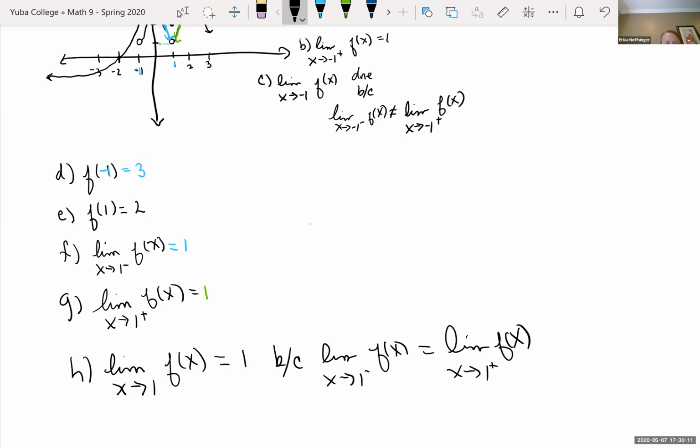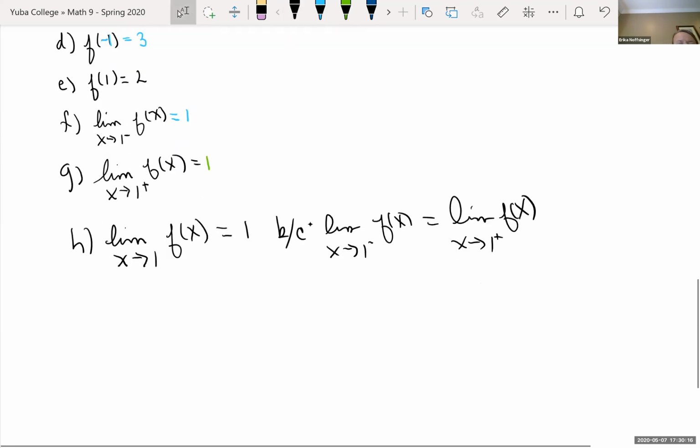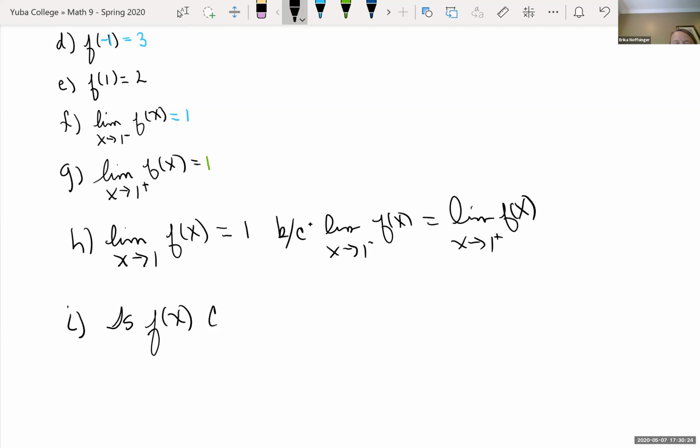What if it asked, is f of x continuous at x equals 1? And so if it's continuous, I would want you to explain why it's continuous. If it's not continuous, I would want you to explain mathematically why it's not continuous using limits.